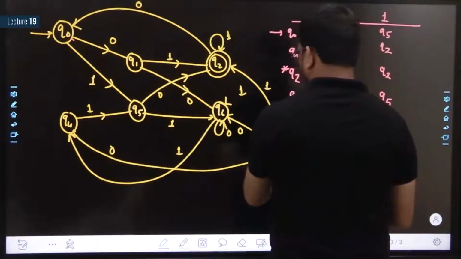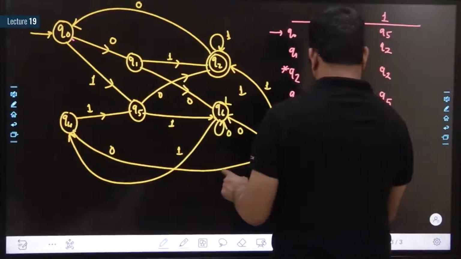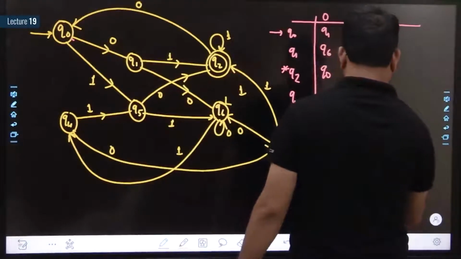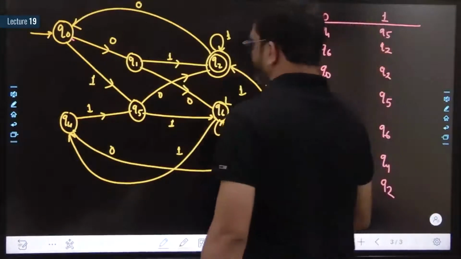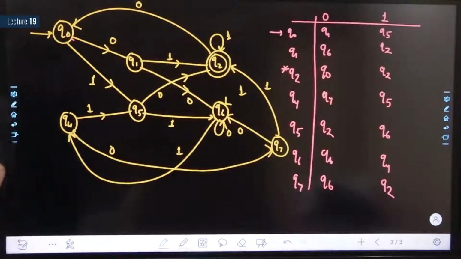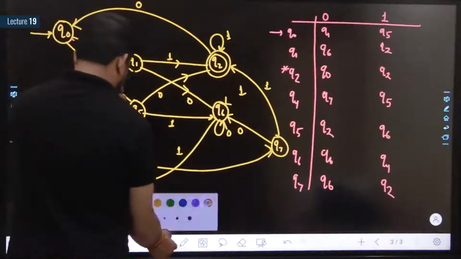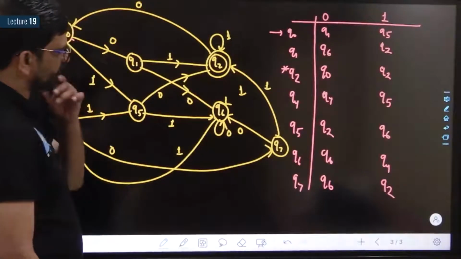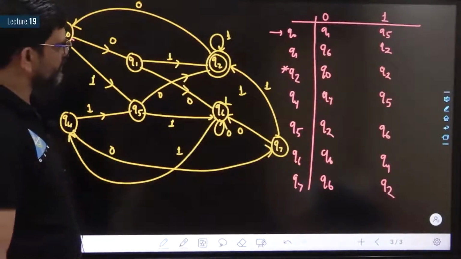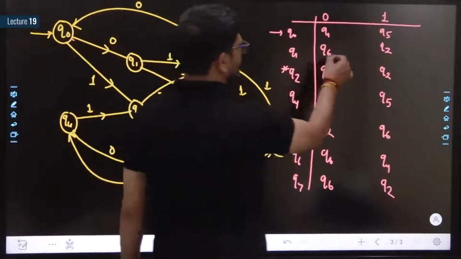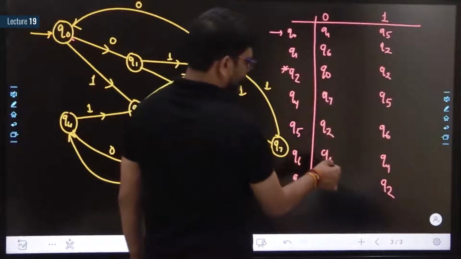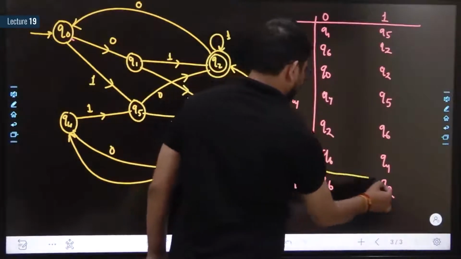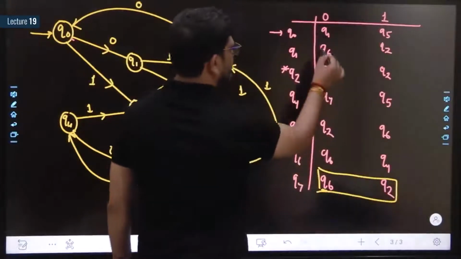Now Q7. Q7 on 0, Q6. Q7 on 1, Q2. Now check. Are there any common transitions or not? Please check. Listen carefully. Q1, Q5. Is there any Q1, Q5? No. Q6, Q2. Q6, Q2. Yes. This one and this one are the same.